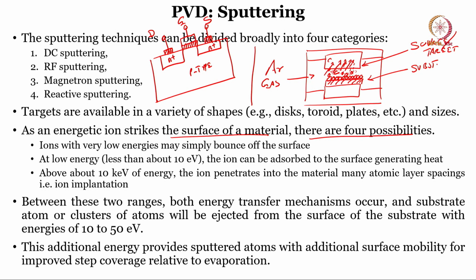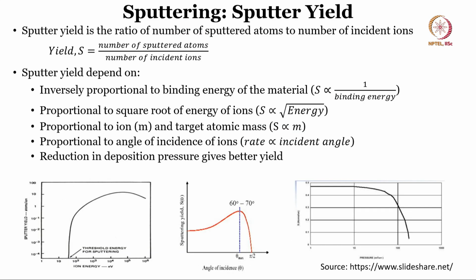Thus, the energy of the ion hitting the source is very important. Between these 2 ranges, both energy transfer mechanisms occur, and substrate atoms or clusters of atoms will be ejected from the surface, and the energy should be somewhere between 10 to 50 electron volts for the right kind of sputtering to happen. This additional energy provides sputtered atoms with additional surface mobility for improved step coverage relative to evaporation. Now, let us go to the next slide.